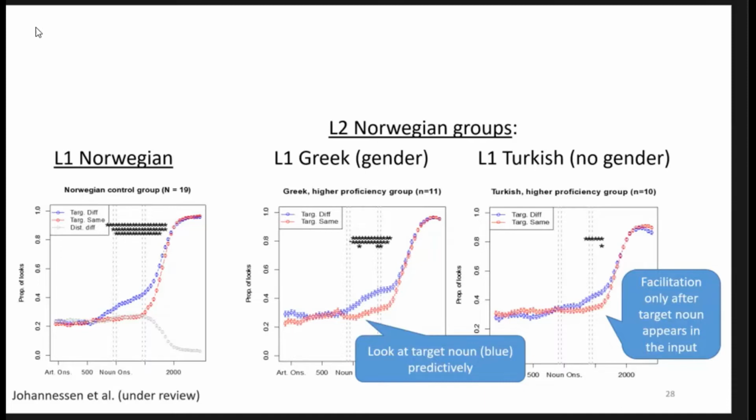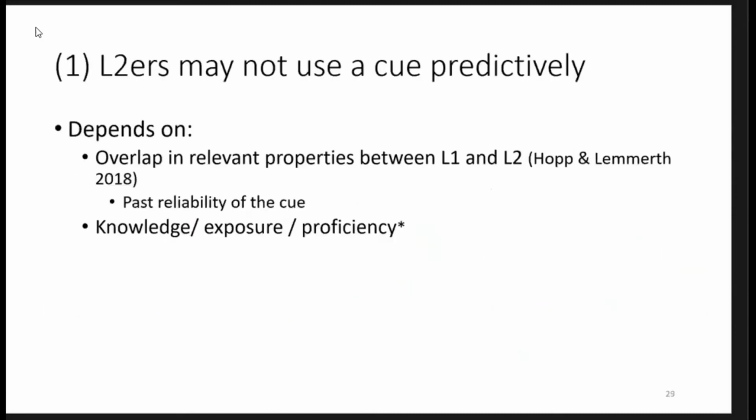The interesting part is that I mentioned these two groups are matched on proficiency. So why is it that one shows prediction and the other not? Well, I think that has to do with the overlapping properties between L1 and L2. So Greek has gender. So these Greek speakers are used to using gender determiners as a predictive cue. It's more reliable, and that's what they latch onto when they learn and process Norwegian. So that is one factor.